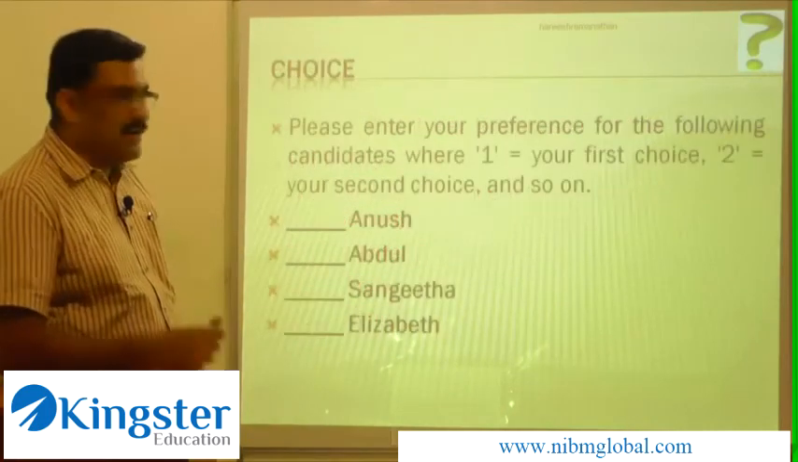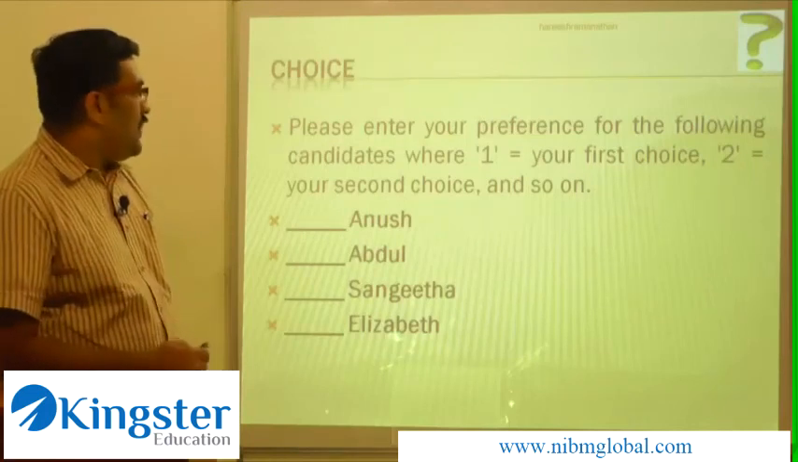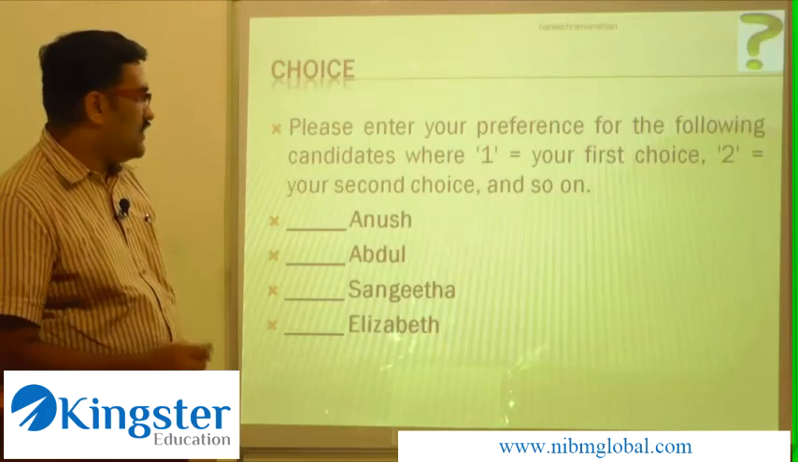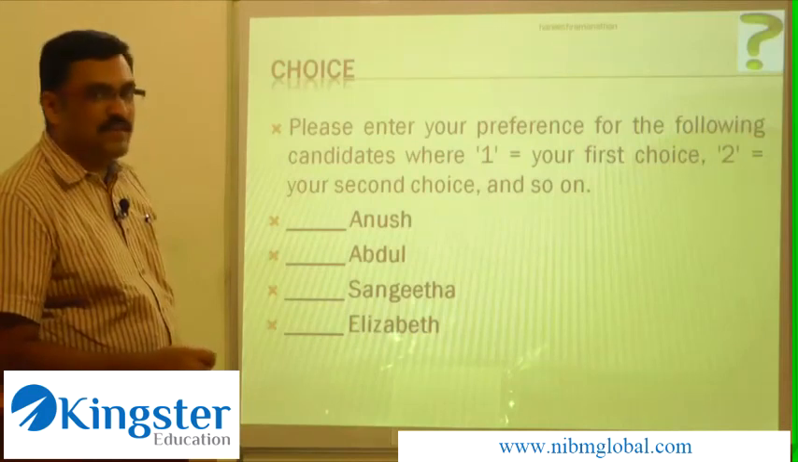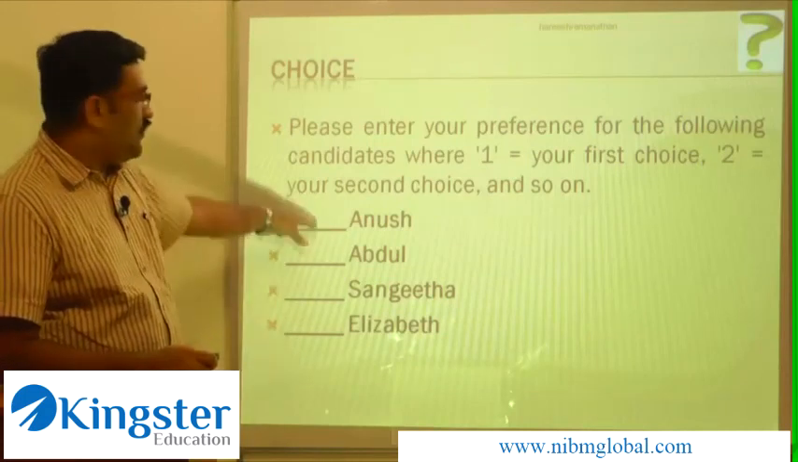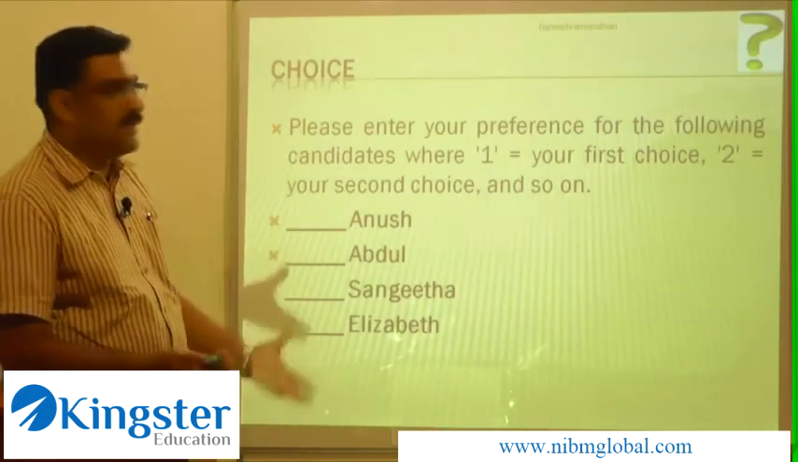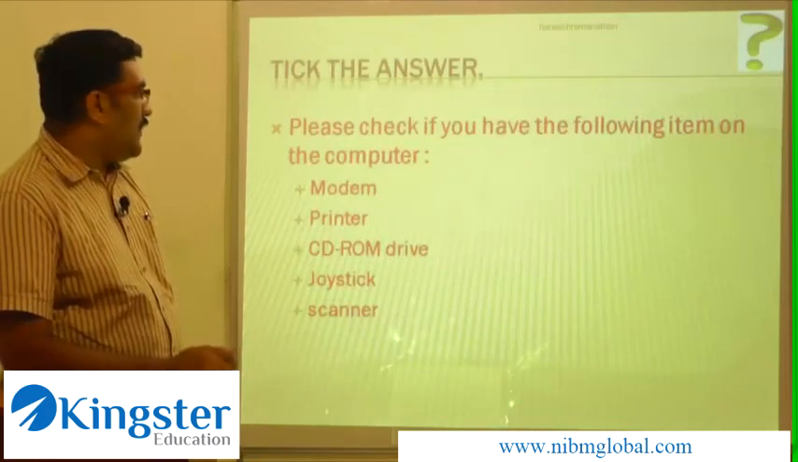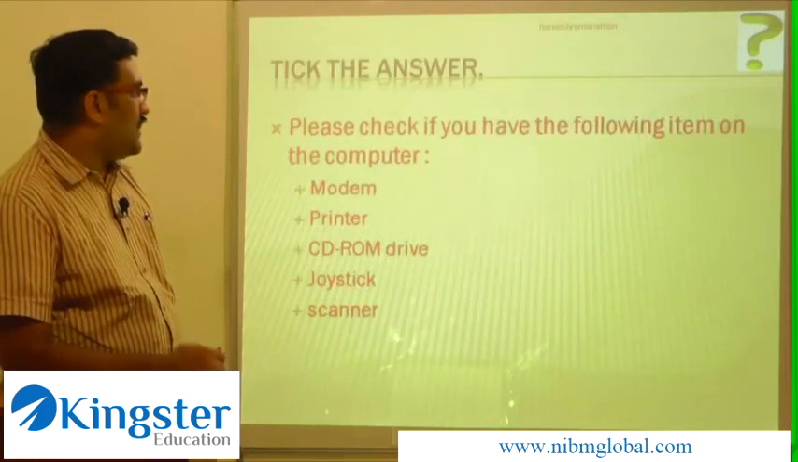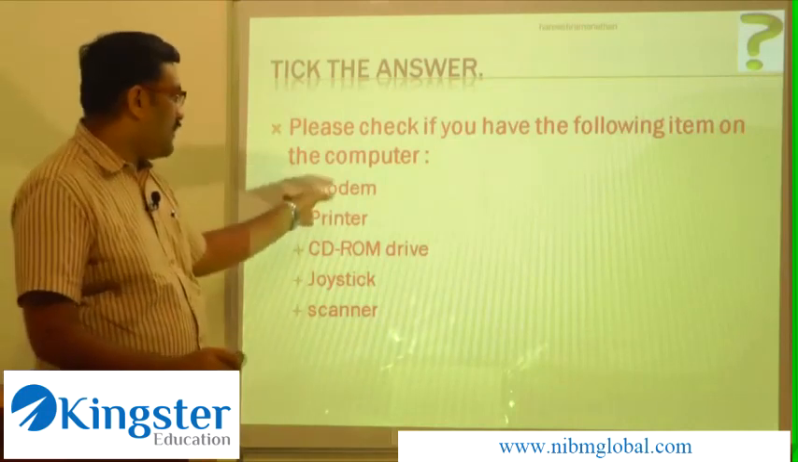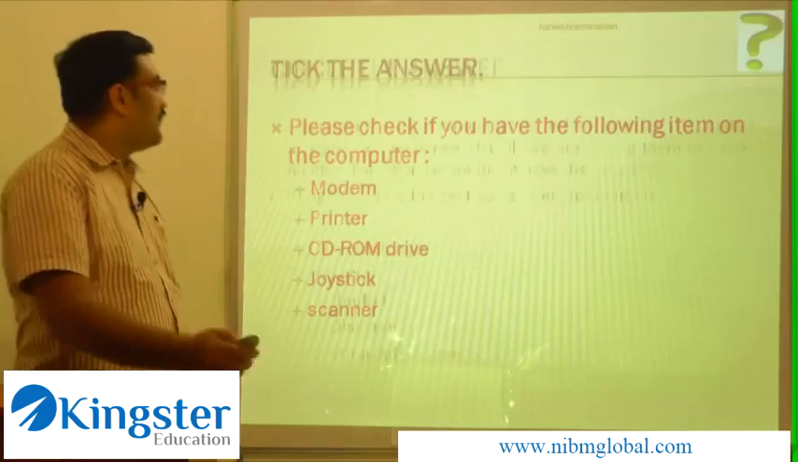Next is multiple choice. Please enter your preference for the following candidates, where 1 is your first choice, 2 is your second choice, and so on. No choice will be given; different names will be given, and you need to mention your choice. Another type is tick the answer. You can just give a tick mark. Please check if you have the following items on the computer: modem, printer, CD-ROM. You can put a tick mark here.